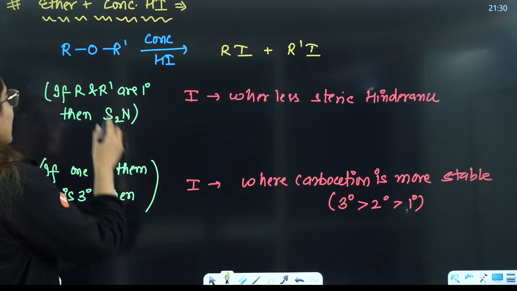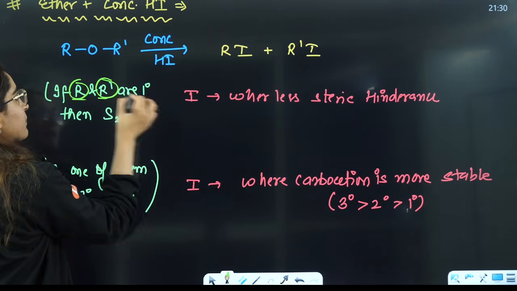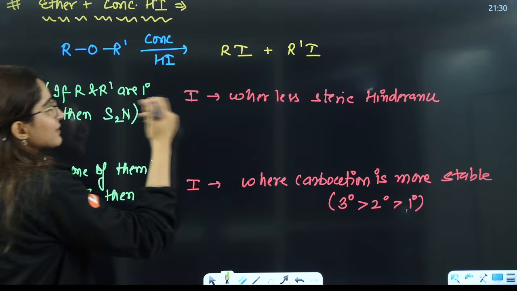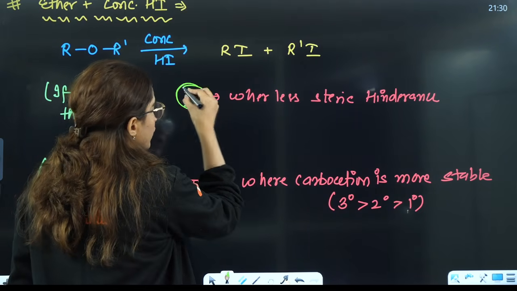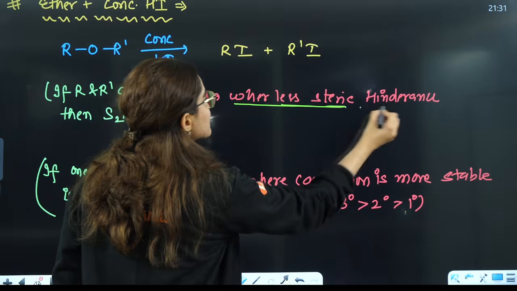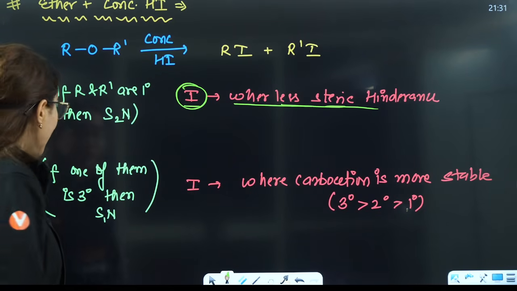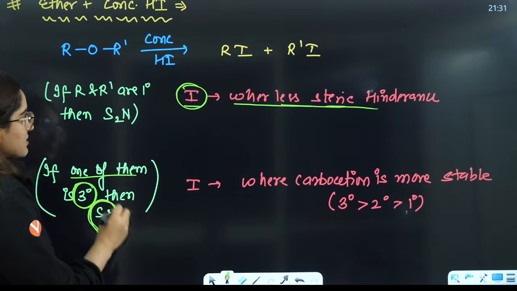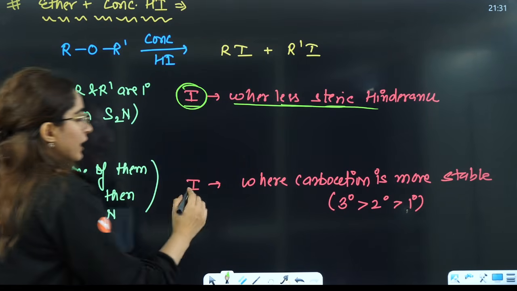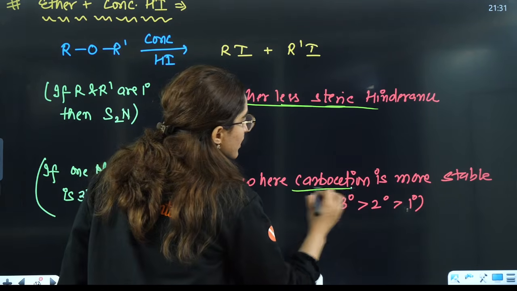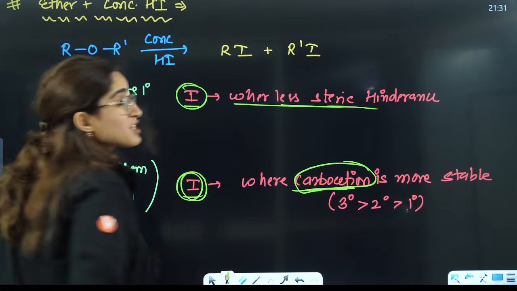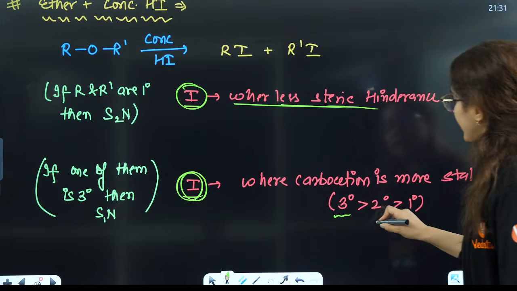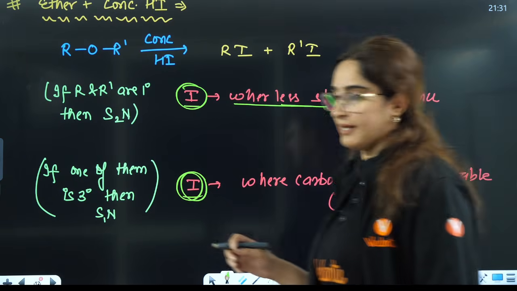Answer is, if both alkyls are primary, then this follows SN2 mechanism. Then in that case, iodine will go to that part which has less steric hindrance. But if one of them is tertiary, then this reaction is SN1. Then iodine is going to that part which will be more stable carbocation. That means iodine will be formed by 3 degree carbocation.